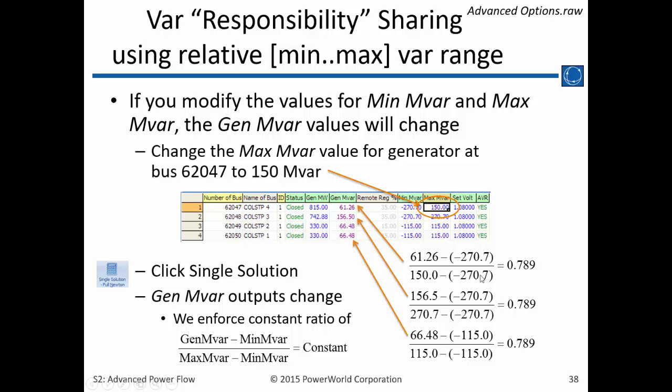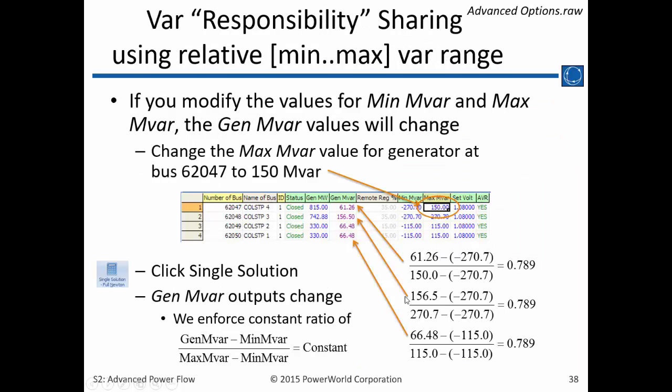So here you'll see for the first one we have max minus min for the denominator, and then its actual minus min has to meet a constant ratio of 0.789. So for this 0.789 ratio, we end up with new values of VAR output for all the generators because we changed the max value of this generator here.